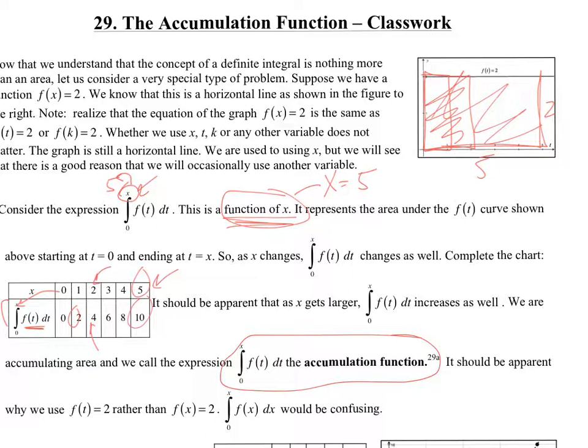And I just explained to you why we used f of t instead of f of x, because when we're plugging in at x equals 5, where would we be putting that 5? Would we be putting it here or here? Well, we want to put it up here, and this is going to be f of t dt, which is our function.